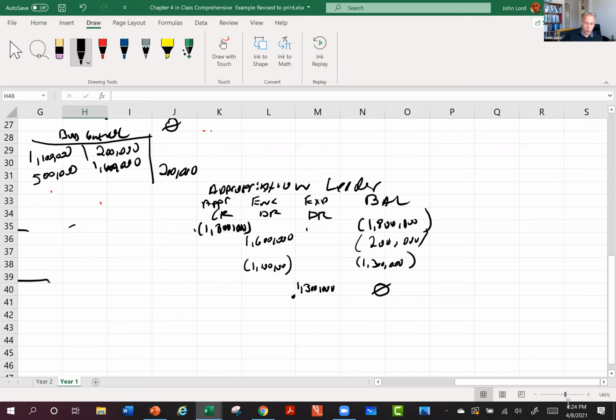So this is a long way of answering your question that the reason we use the encumbrance is that, even though we're going to end up closing it at the end of the year, it helps us keep track during the year of how we did against our budget, right? So we didn't accidentally order too much stuff.